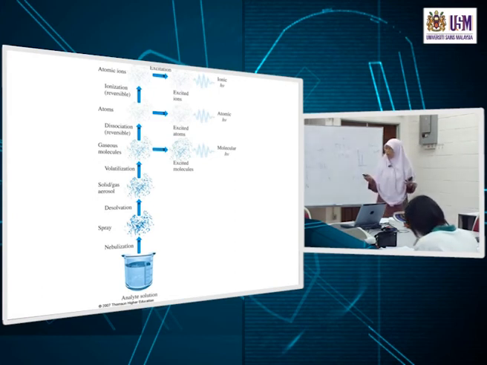Because as I said, droplets form, they have a distribution of sizes. Only the small ones, which are lighter, will go up. You don't want the big ones to go into the flame anyway. Okay, so it goes into the drain.